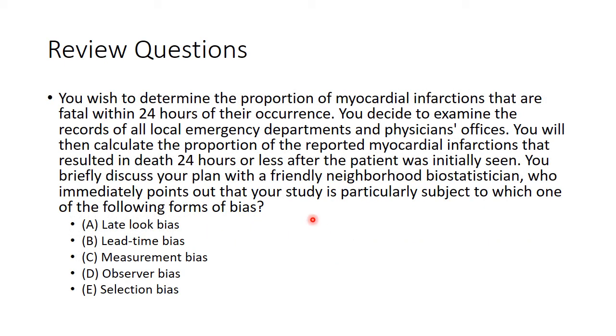Okay. Next up, we wish to determine the proportion of MIs that are fatal within 24 hours of their occurrence. You decide to examine records for all EDs and physicians' offices that are local. You then calculate the proportion of reported MIs that resulted in death in 24 hours or less after the patient was initially seen. Okay, so we're looking at that initial 24 hours, who died. You briefly discuss your plan with a friendly neighborhood biostatistician who immediately points out your study is particularly subject to which of the following forms of bias? Is it late look bias, lead time bias, measurement bias, observer bias, or selection bias?